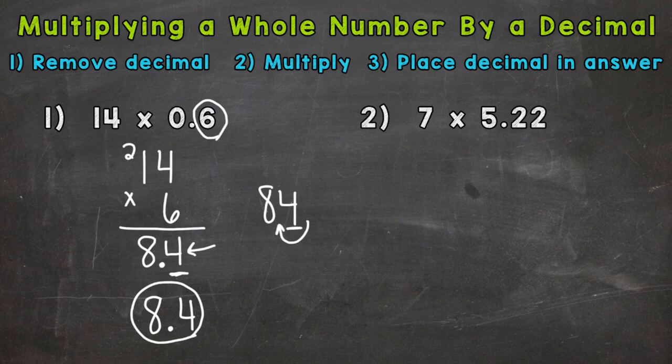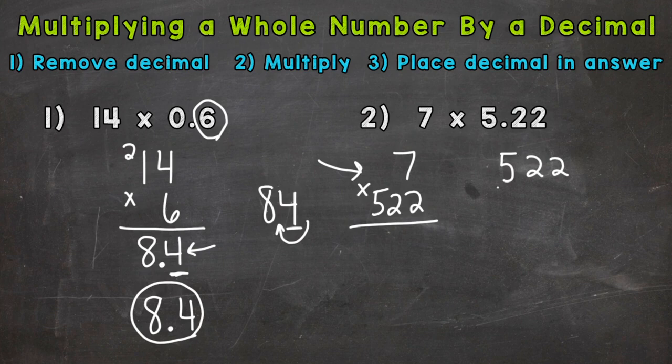So on to number 2 here, where we have 7 times 5 and 22/100ths. First step, remove any decimals and rewrite the problem. So we get 7 times 522. Now when it comes to multiplication, we want the number with more digits on top. We can solve it like this, but it's much easier to have the number with more digits on top. So we can actually do 522 times 7. And that's because multiplication is commutative. You'll get the same answer either way, 7 times 522 or 522 times 7.